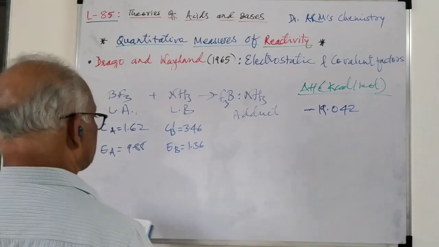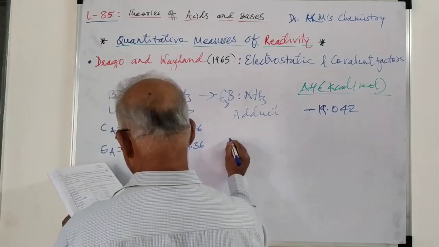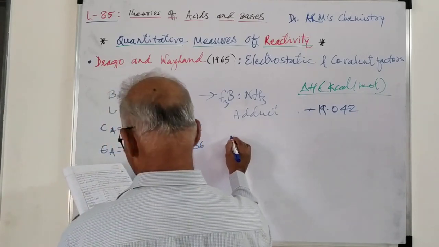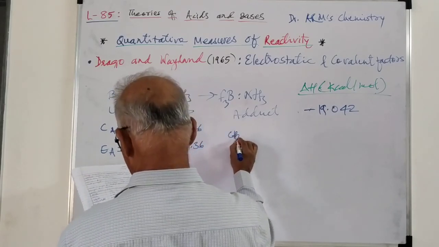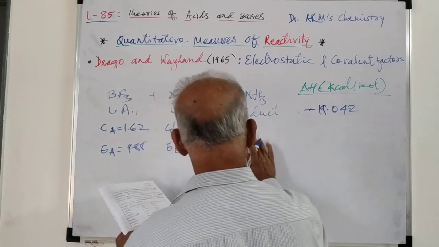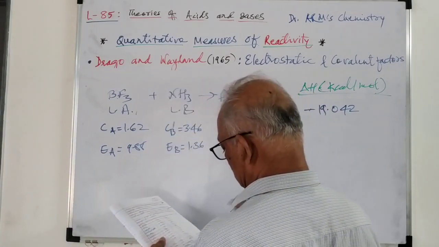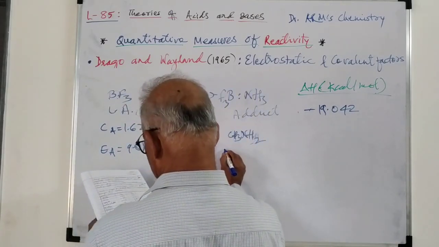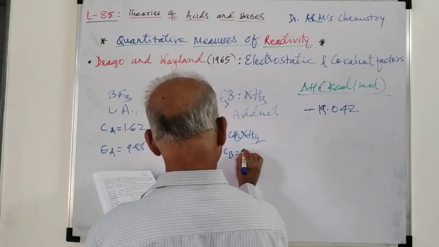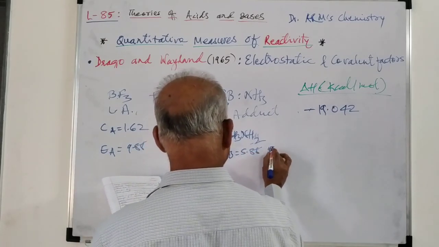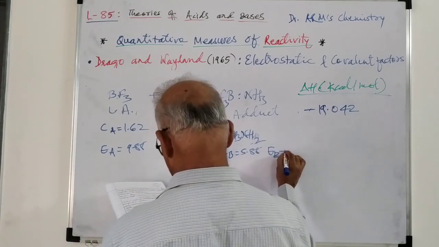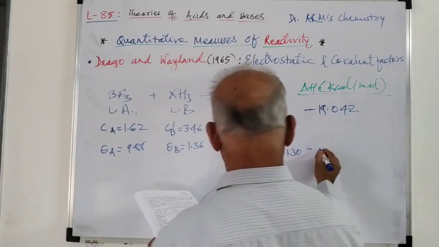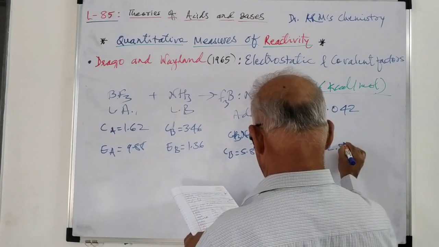Then if we change the base, using another base, that is CH3NH2, for this base we can also have different values. Here you will find that the Cb is equal to 5.88 and Eb is equal to 1.30. So for this you will have the delta H as minus 22.5037.